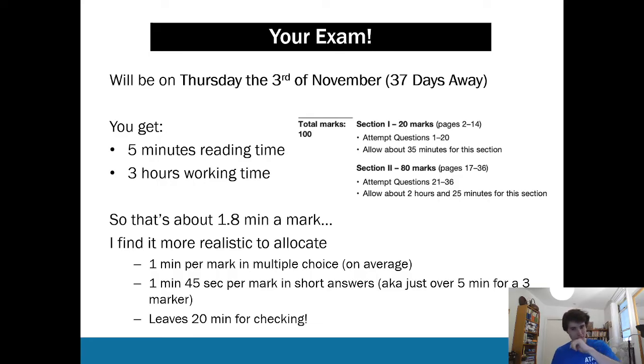Just quickly on the note of checking, if you are someone who often finds yourself with a lot of time to go back and check, and who doesn't necessarily feel like you want to always go back and check, my recommendation for when you are checking is to go through very strategically.